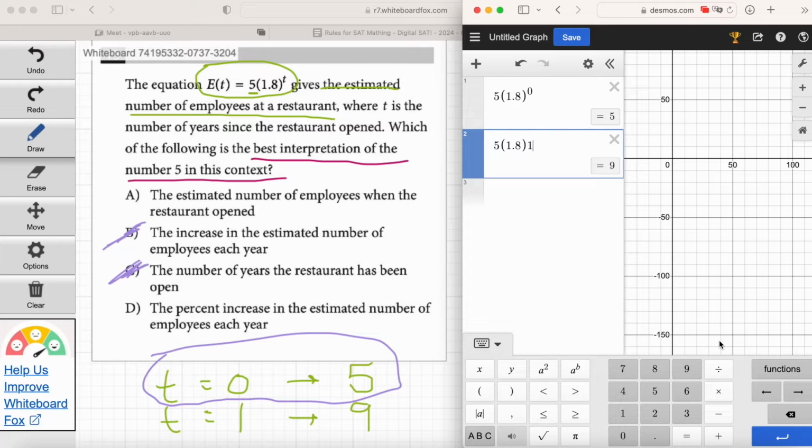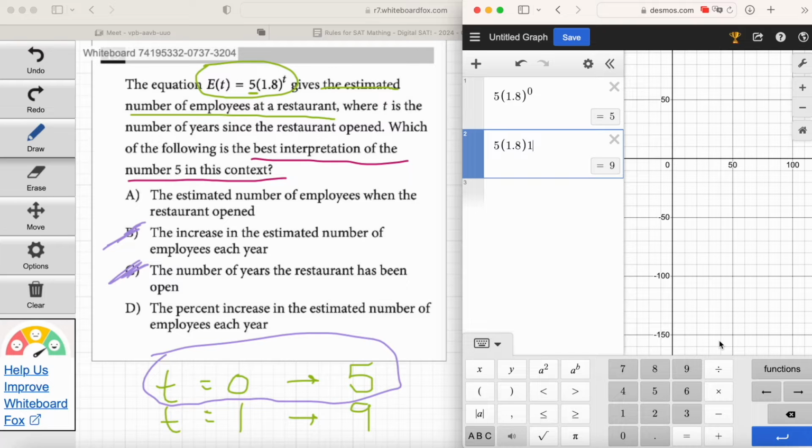The percent increase in the estimated number of employees each year. Is that the best interpretation of the number 5? Is it a 5% increase? No, it's not a 5% increase. It went up from 5 to 9. That almost doubled. That's almost a 100% increase, not quite. So it can't be D.